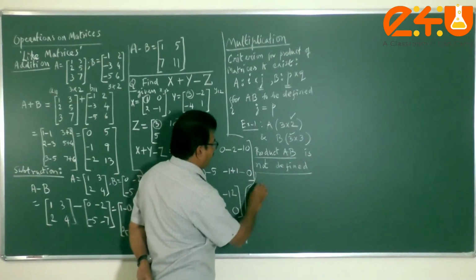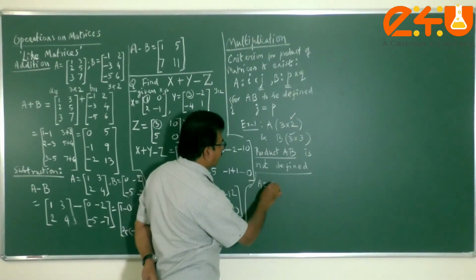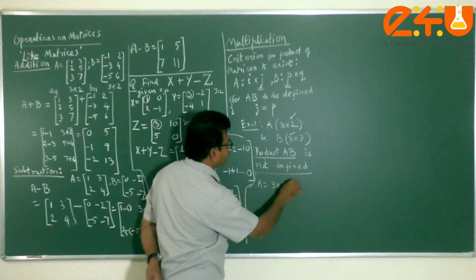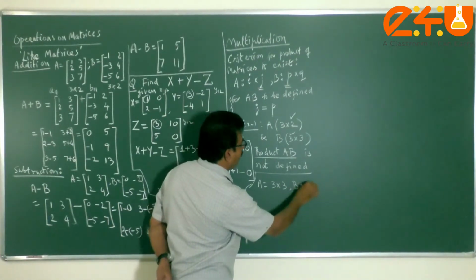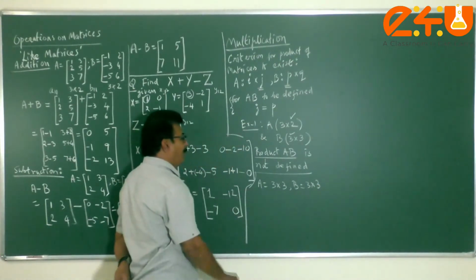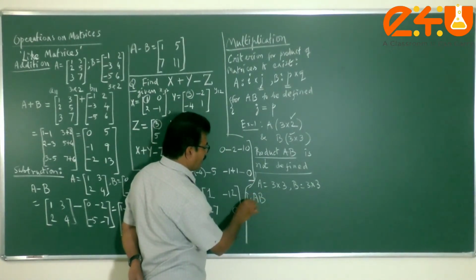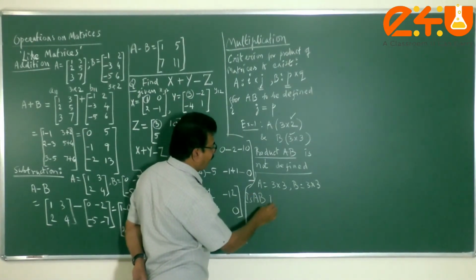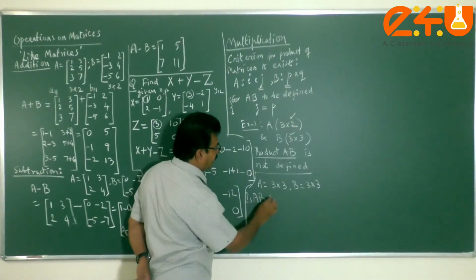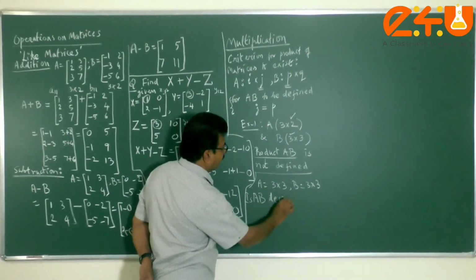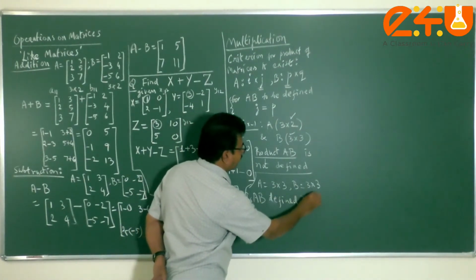I'll give you a case where A is a 3 by 3 matrix, B is also a 3 by 3 matrix. Is product AB defined? Let me put a question. Is AB defined? So the answer is yes.